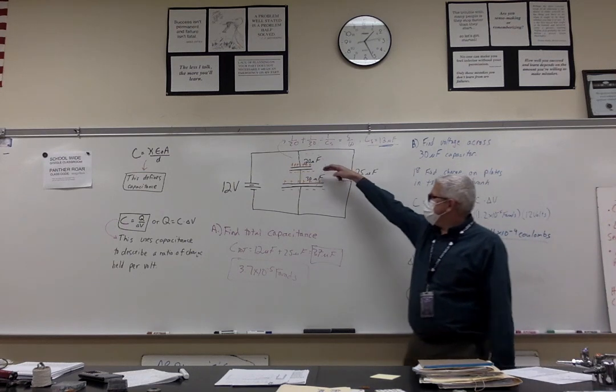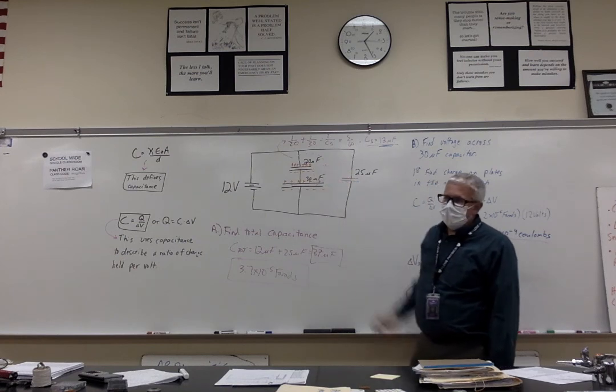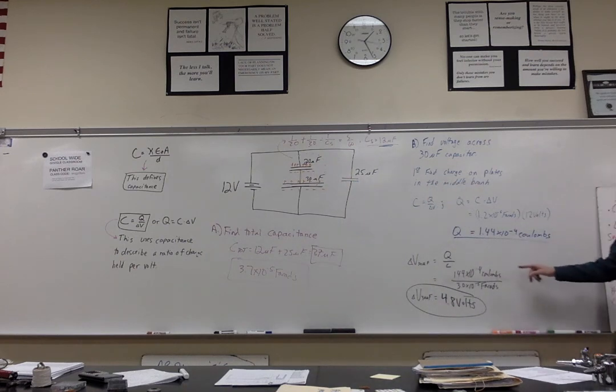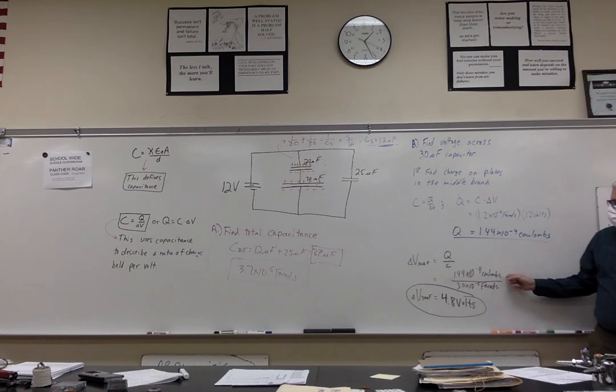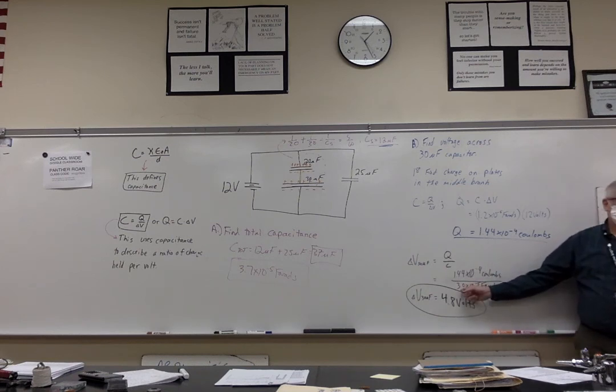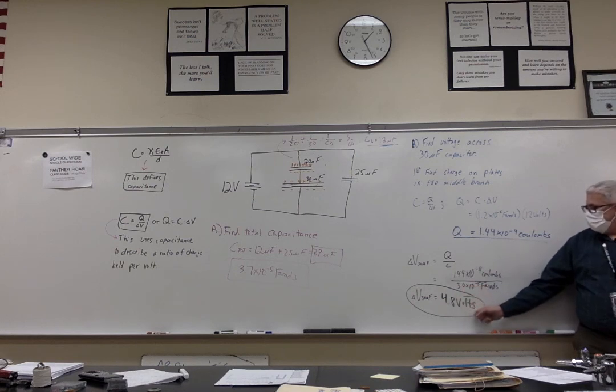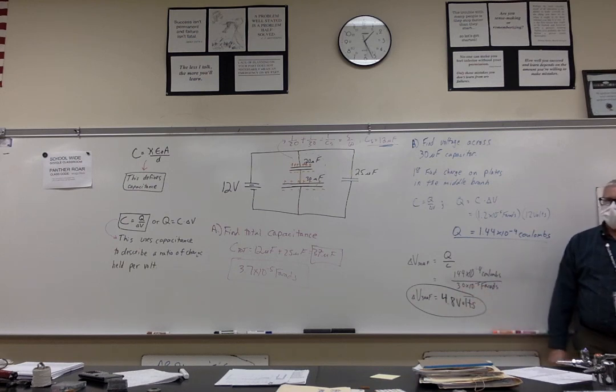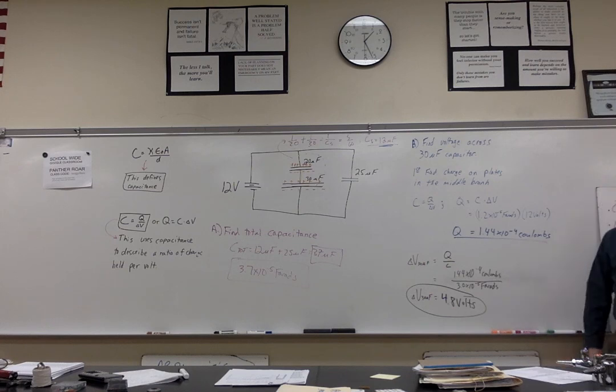The voltage across this would then be 7.2 volts. We could handle that mathematically by doing the same thing down here, same charge, but only divided by 2.0 times 10 to the negative 5th farads means I need 7.2 volts across the bottom line. That's pretty good. Any other questions on that?